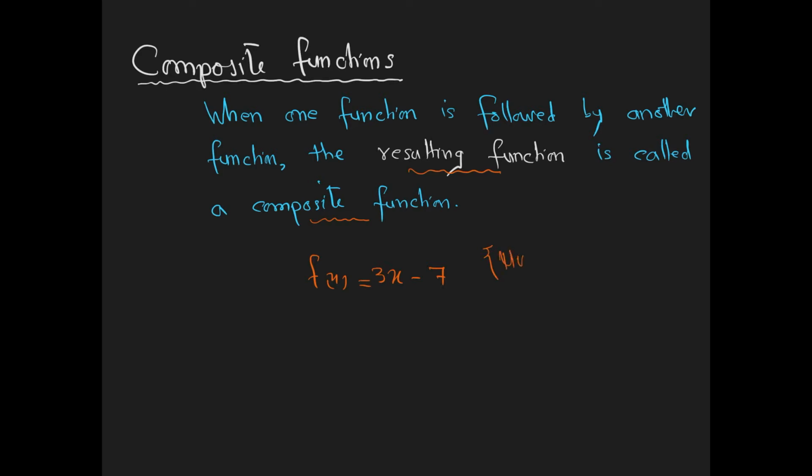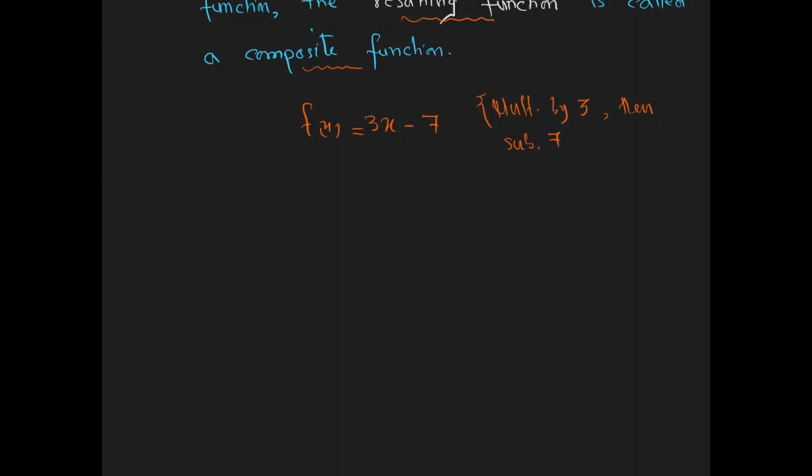we multiply by 3 and then subtract 7. So this is an example of a composite function. We can represent this by using a simple diagram.